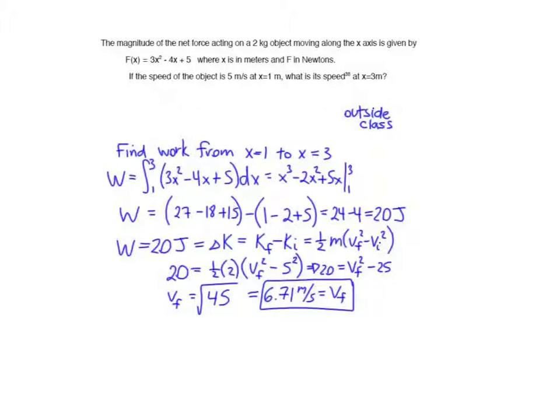And we see that after doing the integration, we get 20 joules. This 20 joules then can be set equal to the kinetic energy change, and from that we can find the final velocity of the object.